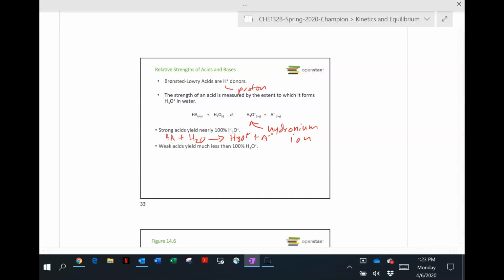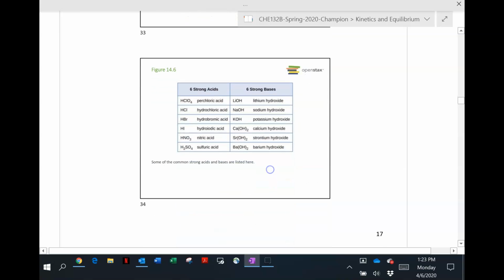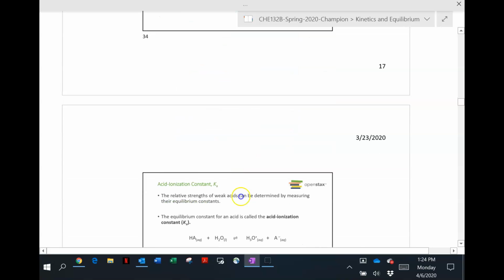And weak acids, it's an equilibrium, and they'll yield much less than 100% H3O+, so there'll probably be more HA left over at equilibrium than there will be H3O+. Back in General Chemistry 1, we learned about the 6 strong acids and the 6 strong bases. You should know all of those. The 6 strong bases are the strong soluble hydroxides. So if you look at the solubility chart, you'll see these are the hydroxides that are soluble in water. But yeah, you should know those.